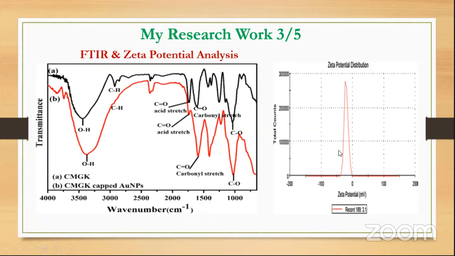Second one, zeta potential. It shows the stability based on the values here. We obtain a negative value, minus 19 millivolts. It indicates the stability of the gold nanoparticles.